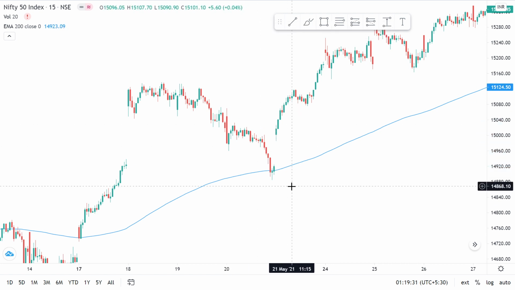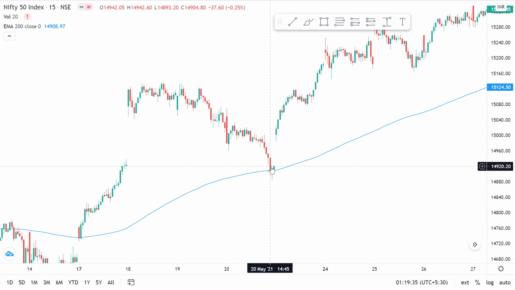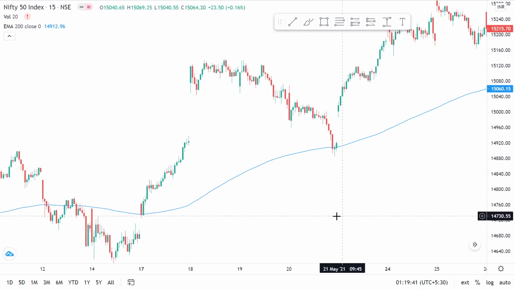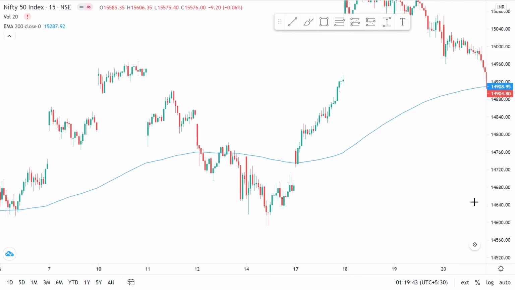Now what is squaring off your short positions? Buying, nothing else, right? So obviously all these three guys will participate and then eventually markets will tend to go up, right?